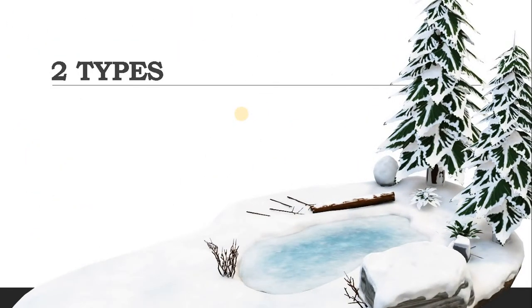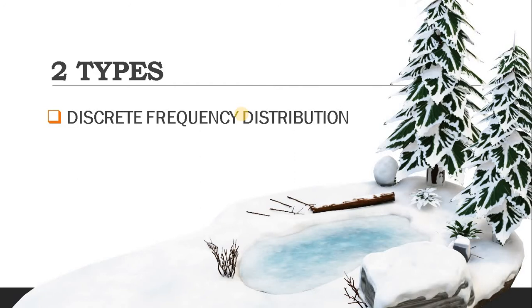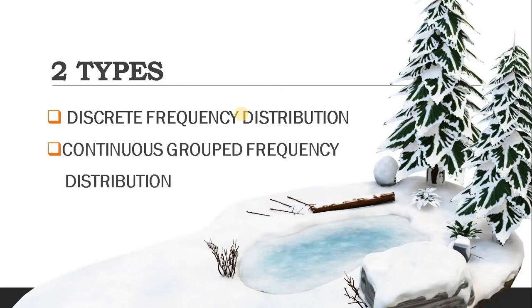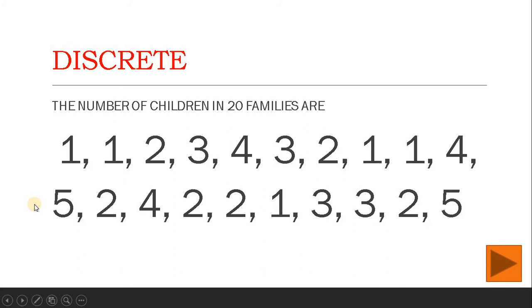So what are the two types of frequency distribution? The first one is discrete frequency distribution, and the second one is continuous grouped frequency distribution. Or the first type is discrete and the second type is continuous or grouped. Let us start with the discrete frequency distribution.